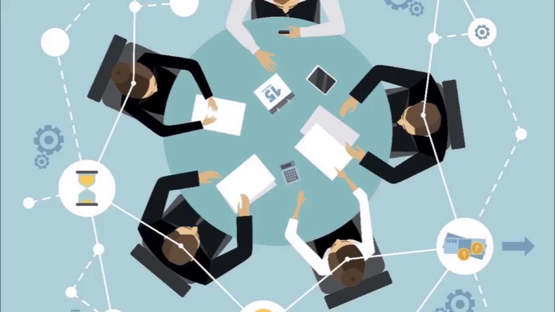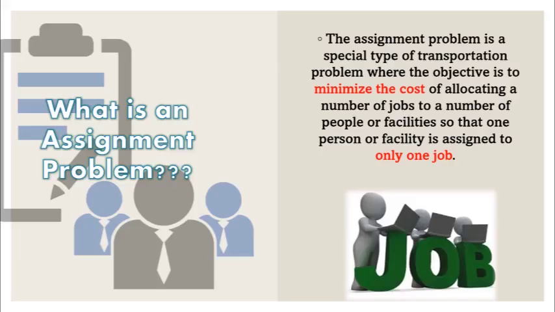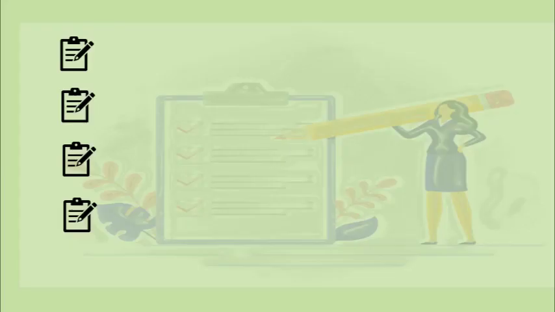Now, we are going to discuss how optimization is used in the assignment problem. The assignment problem is a special type of transportation problem where the objective is to minimize the cost of allocating a number of jobs to a number of people or facilities so that one person or facility is assigned to only one job.